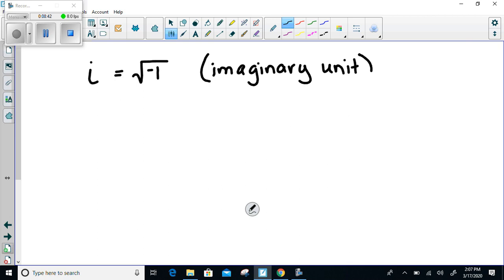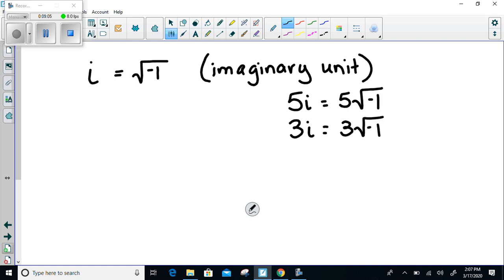That one little number is what makes an imaginary number an imaginary number. If I say 5i, I'm talking about 5 times the square root of -1. If I were to say 3i, that's actually 3 times the square root of -1.